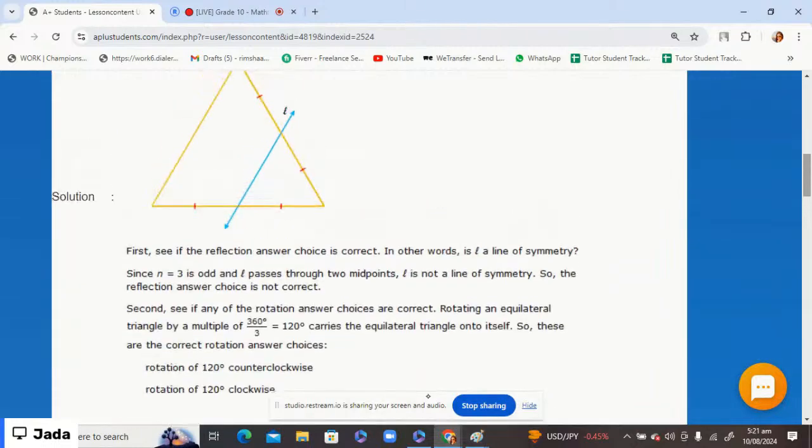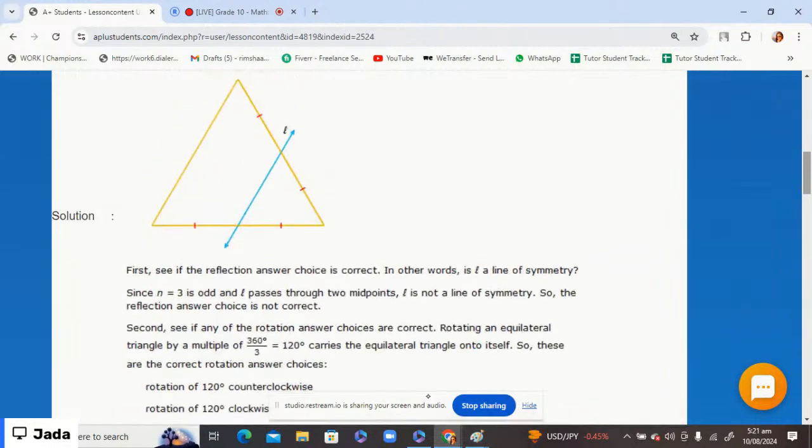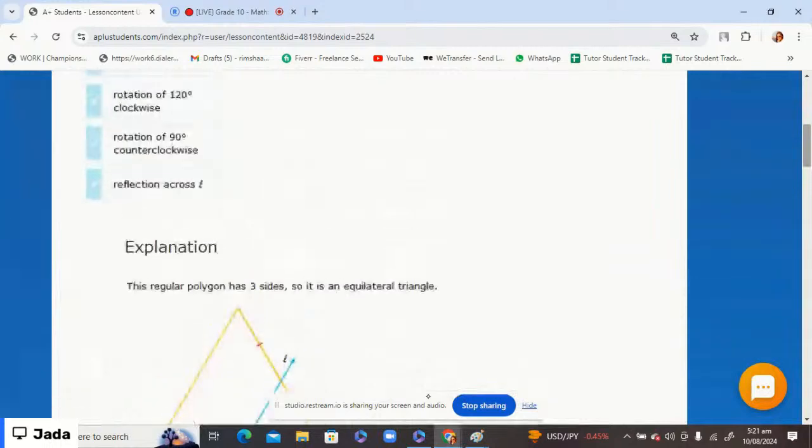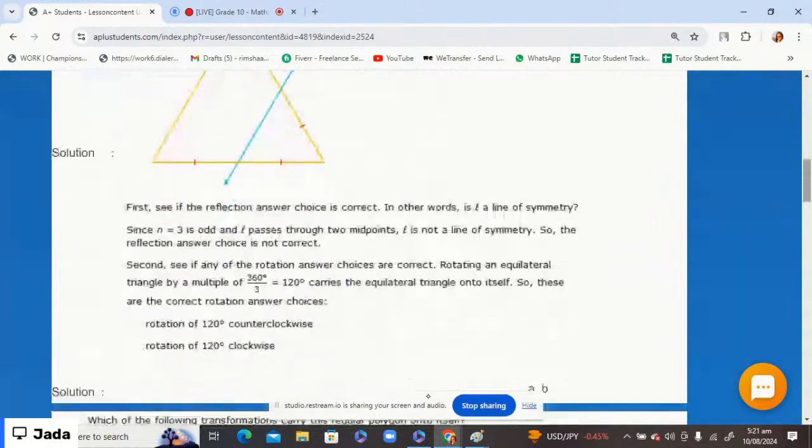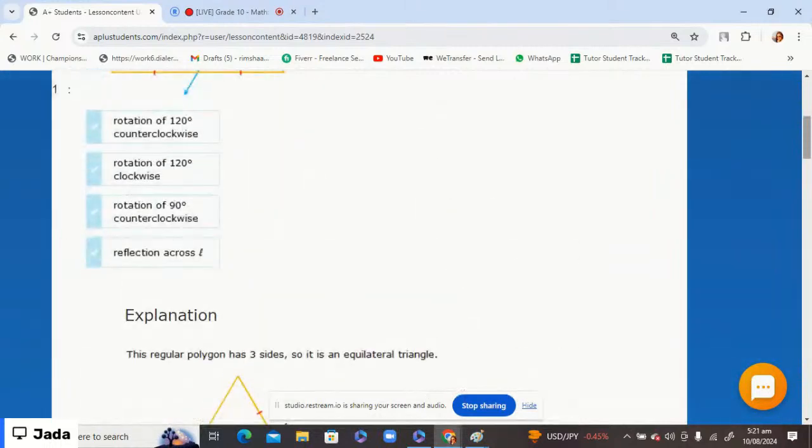This is the rotation: 360 divided by the number of sides, three sides. When you divide it, your answer is 120. So it means rotation of 120 counterclockwise and rotation of 120 clockwise. Got it? I hope you guys understand it.